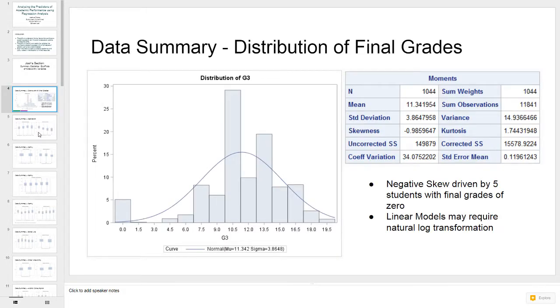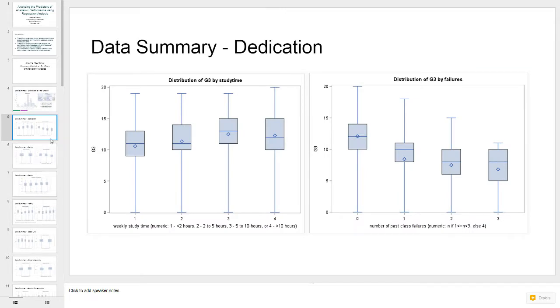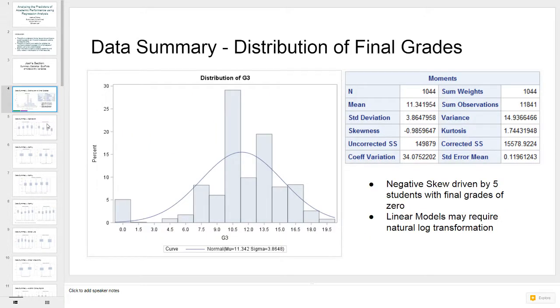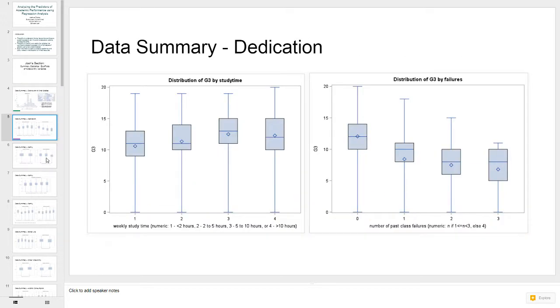Next slide. So the data summary. First summary I want to show you is a histogram of the dependent variable. That's the final grade, and you can see there's a negative skew to the data because there's 5 students that apparently didn't show up for the final or didn't take the final, so they got zeros, and that's causing a negative skew in the data. It's not bad, but in order for the linear regression to make sense, this would likely require a natural log transformation. Next slide.